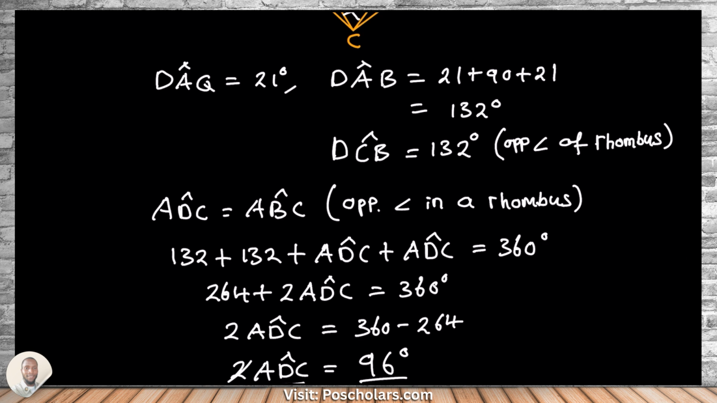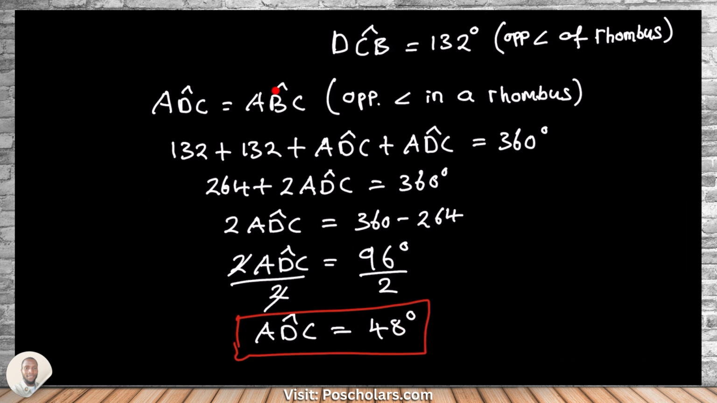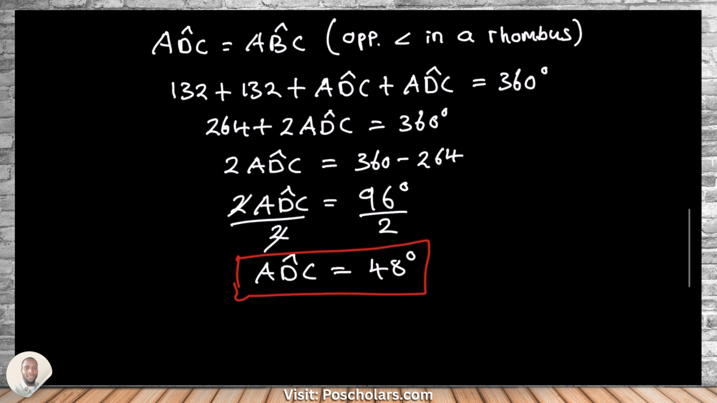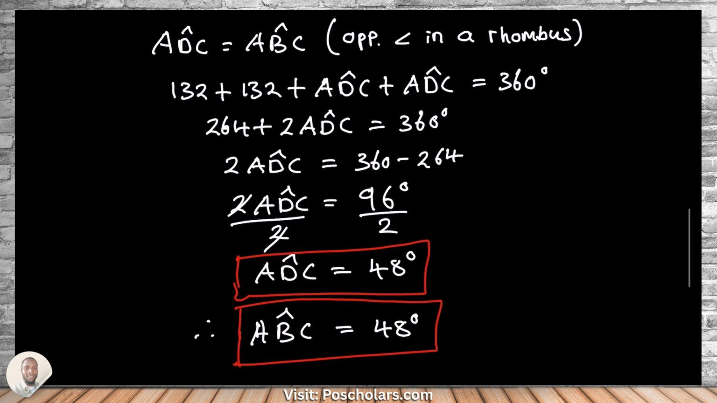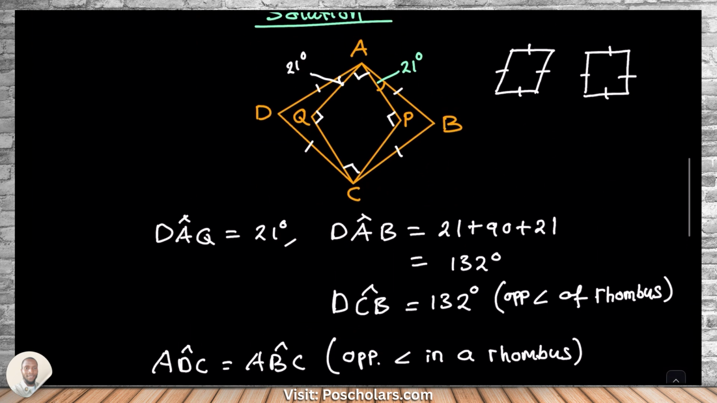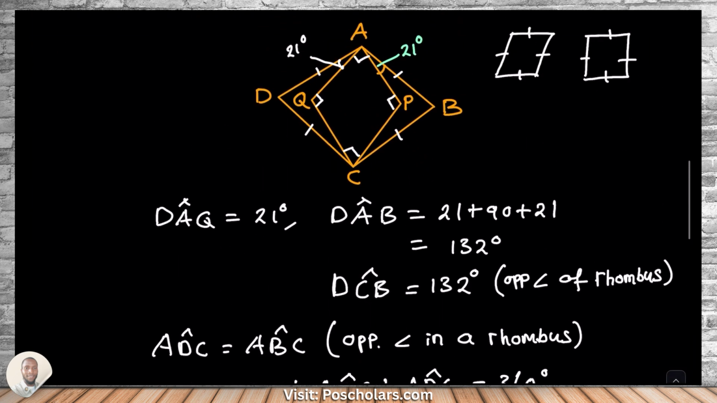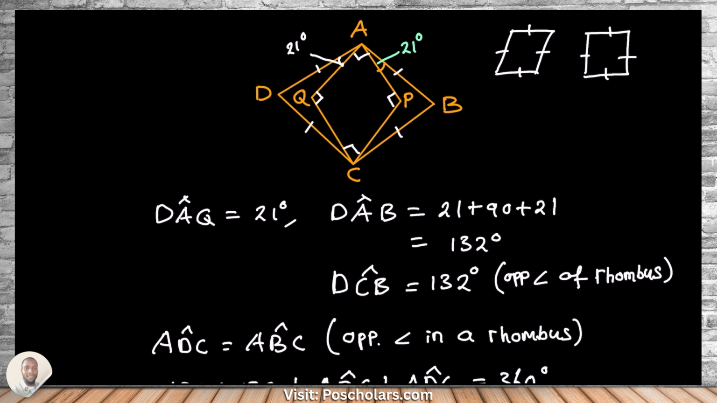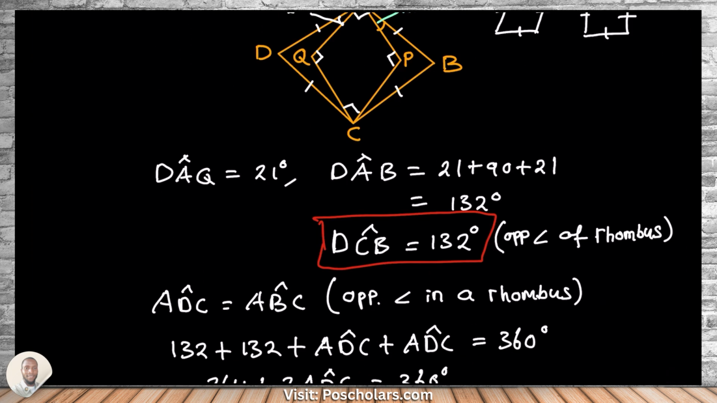Now let's go back to this equation. We already said that ADC is equal to angle ABC. So if ADC is 48 degrees, therefore ABC is also 48 degrees. So we can write it: angle ABC equals 48 degrees. Let's go back to the question. The question says calculate the four angles of ABCD. The first angle we got is DCB, 132 degrees. Then we also got DAB as 132 degrees. So these are the four angles.